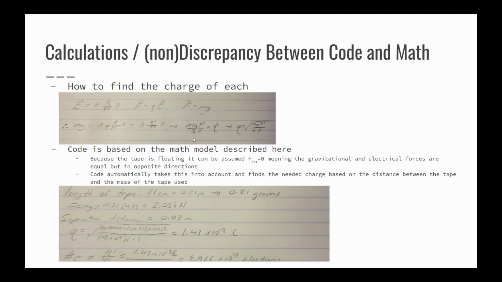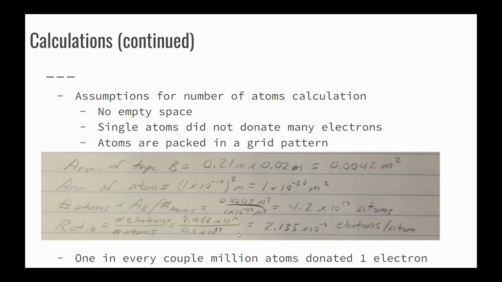As we go through this process, we can take Coulomb's law, F equals mg, and set them equal to each other, because we know that the tape is experiencing 0 net force, and we can turn that into this equation here. This discrepancy between code and math doesn't really exist because we based one off of the other. Then, as we go through this calculation, dividing by the charge of an electron, we find that we ended up with approximately 8.966 times 10 to the 10th electrons, and that the actual charge of the tape was 1.43 times 10 to the negative 8th coulombs.